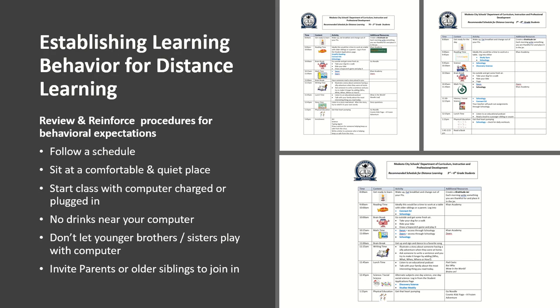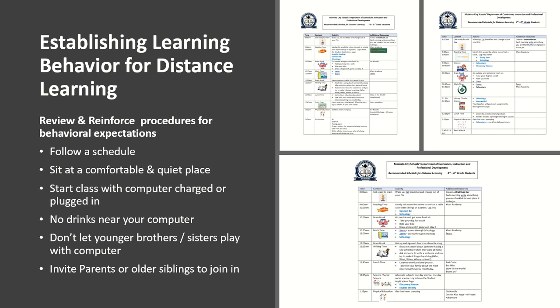Just like you would the first couple weeks of school, we need to establish some behaviors for distance learning. Students should follow a schedule, sit at a comfortable and quiet place, and most importantly, come with their computer charged or at least plugged in. It's a great opportunity to remind students no drinks or food near their computer, and that the computer is a tool for learning, not a toy for younger brothers or sisters to play with.